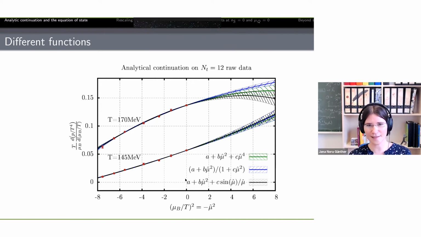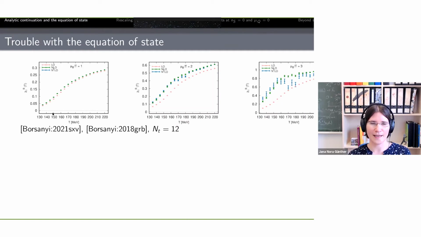With our data and different fit functions, we get plots like this. So again, here is the zero, and there is mu squared of the chemical potential on this axis. So we have data here, and we can use different fit functions. The use of different fit functions is necessary because they might give you quite different results, even if they all look fine in the realm where we have data. Okay, that's the idea of our analysis.